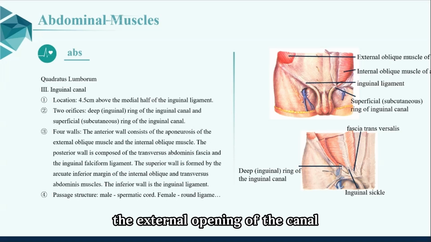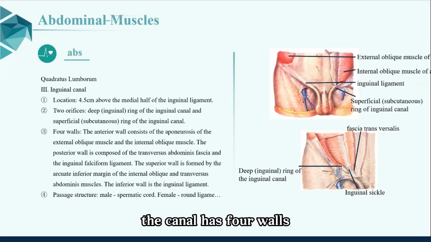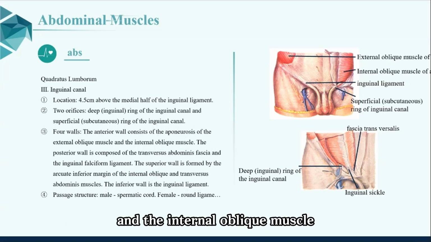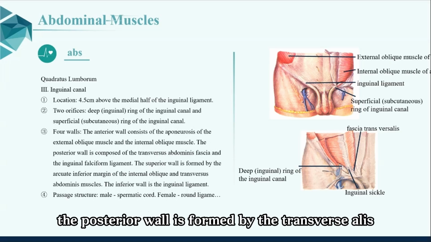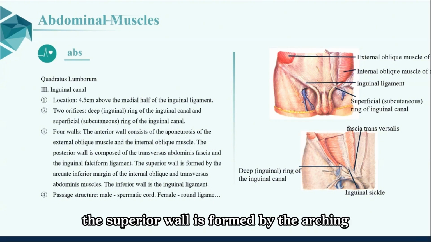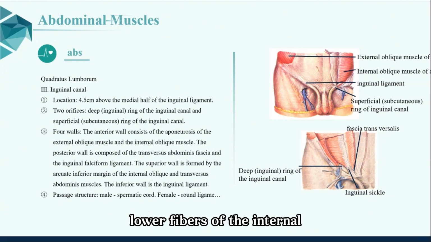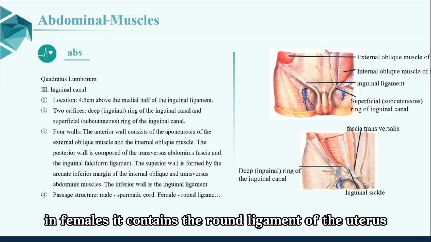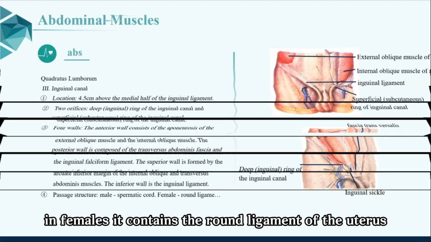The external opening of the canal is the superficial inguinal ring. The canal has 4 walls. The anterior wall is formed by the aponeurosis of the external oblique and the internal oblique muscle. The posterior wall is formed by the transversalis fascia and the conjoint tendon. The superior wall is formed by the arching lower fibers of the internal oblique and transversus abdominis muscles. The floor is formed by the inguinal ligament. In males, the inguinal canal contains the spermatic cord. In females, it contains the round ligament of the uterus.